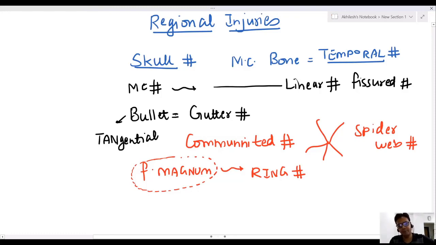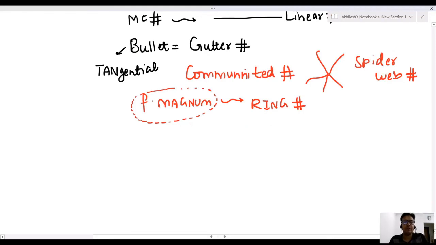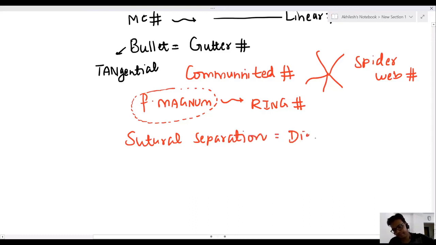Most common bone is the temporal bone. Most common type of fracture is a linear or fissured fracture. Bullet produces gutter fracture. Comminuted fracture is a spider web fracture. Fracture surrounding the foramen magnum is a ring fracture. Because of fracture, if sutures are separated, it is known as a diastatic fracture.